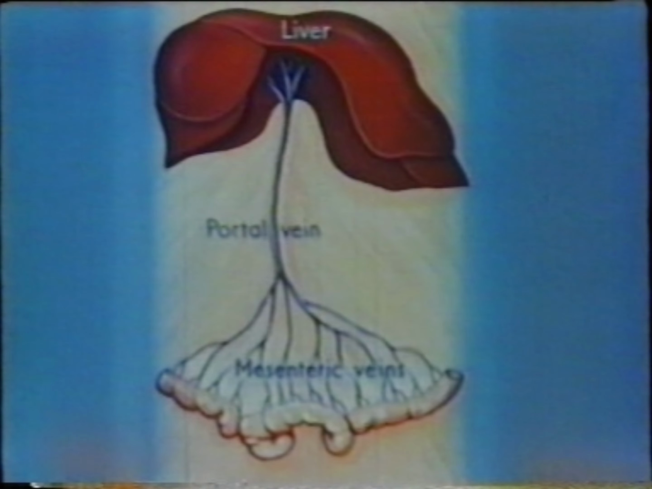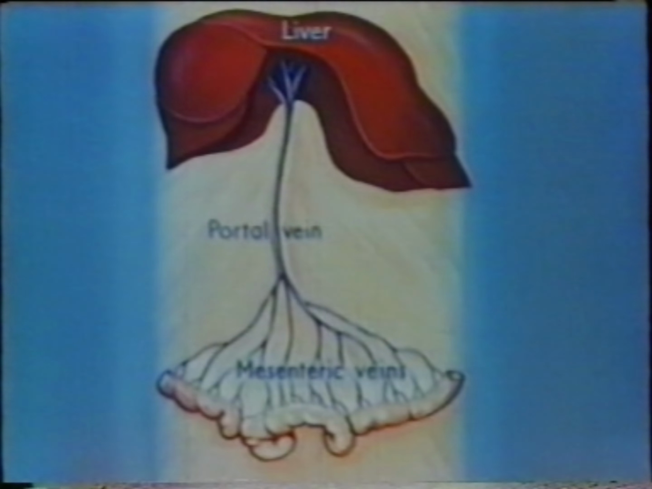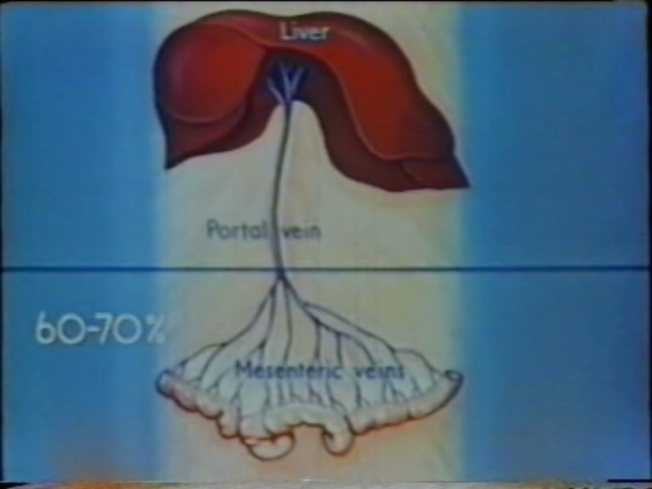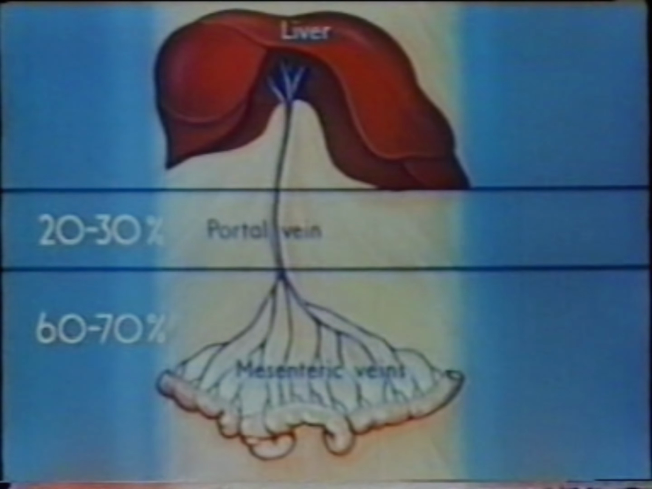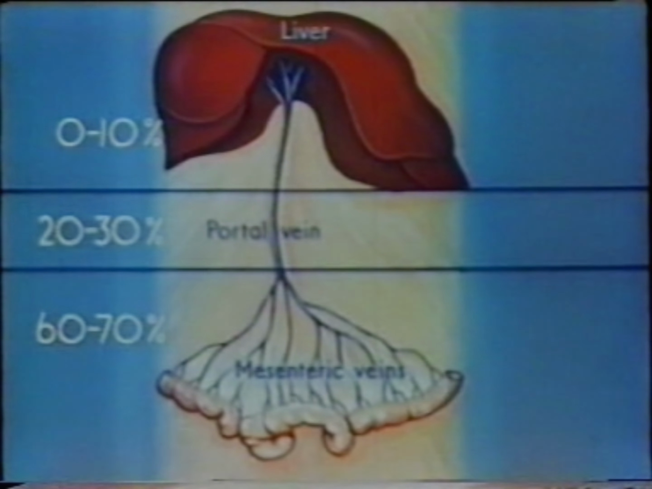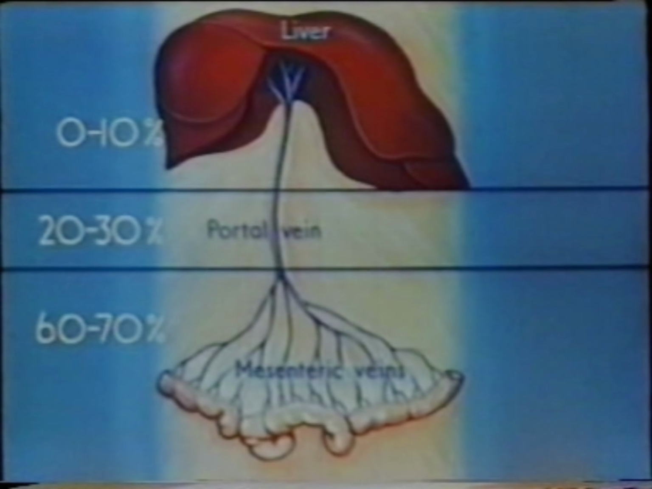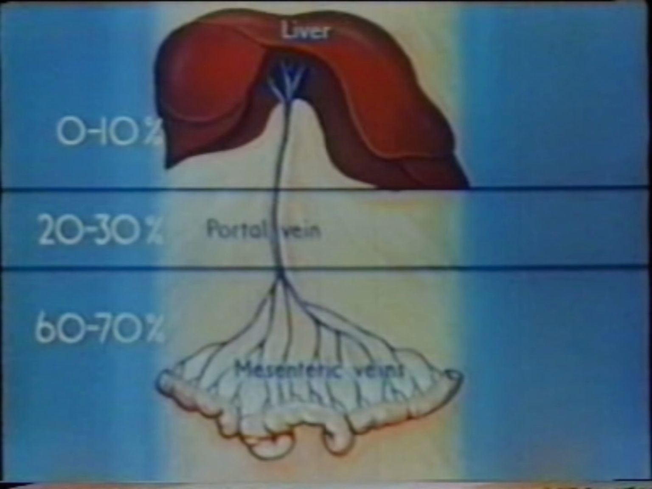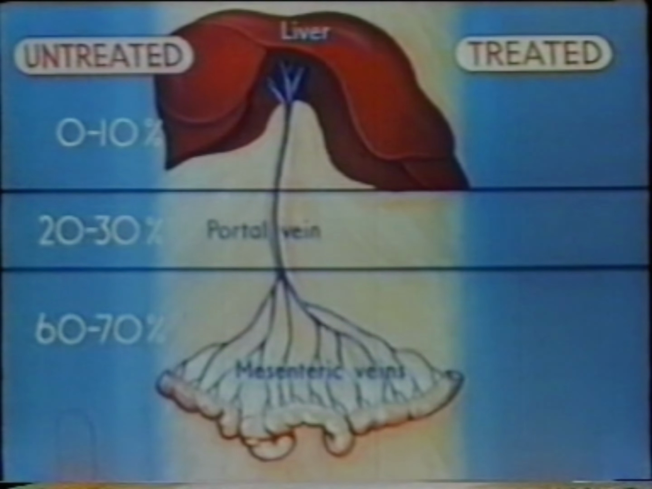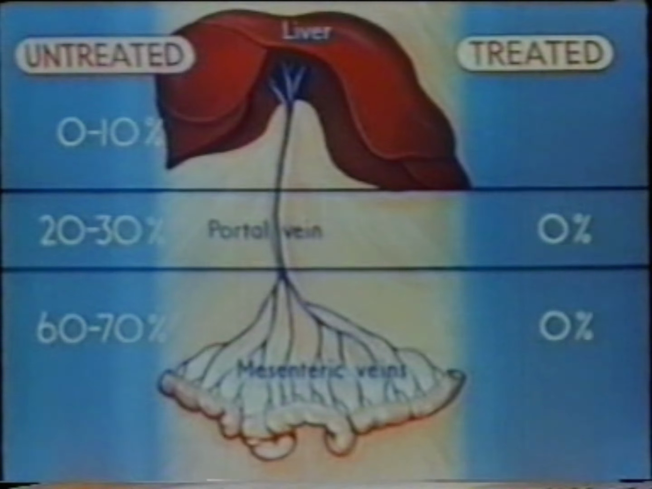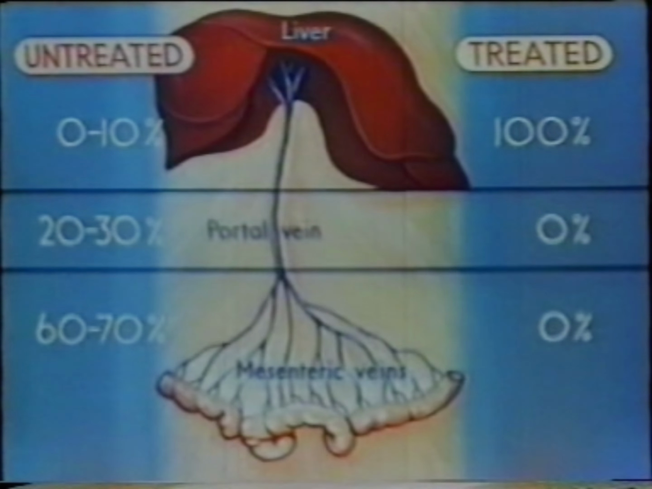When the worms are extracted and counted, it is found on average that 60 to 70% are in the mesenteric veins, 20 to 30% are in the portal vein, and there are a few in the liver. But when the mouse has been treated with an active drug, say tartar emetic, the distribution is quite different. Then no worms at all are found in the mesenteric or portal veins; they are all in the liver.